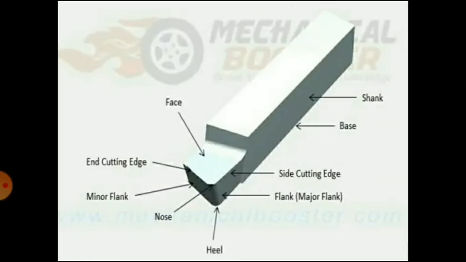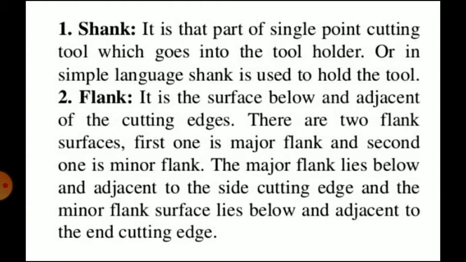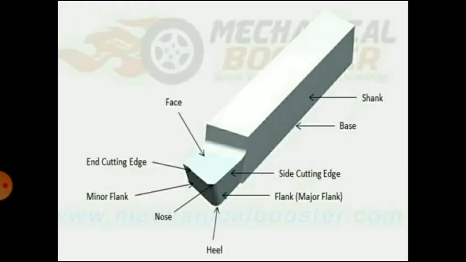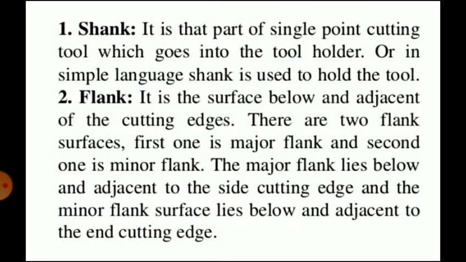Then the next element is the flank. You can see there is a flank, in brackets written major flank, and on the left-hand side you can see the minor flank. So there are two flanks, major flank and minor flank. It is a surface below and adjacent to the cutting edges. You can see in the diagram there is a side cutting edge on the right-hand side, and on the left-hand side there is an end cutting edge. The surface below and adjacent to the cutting edges is called a flank.